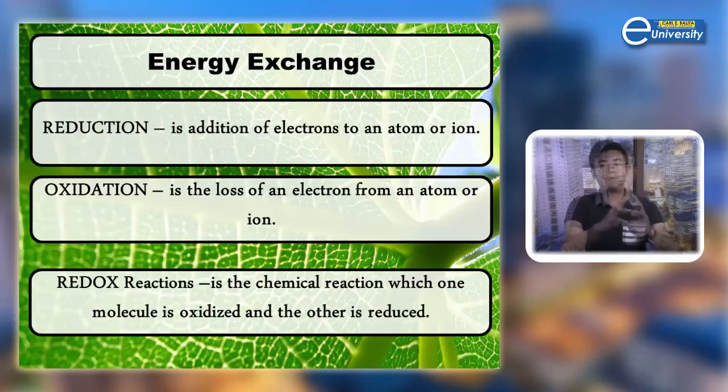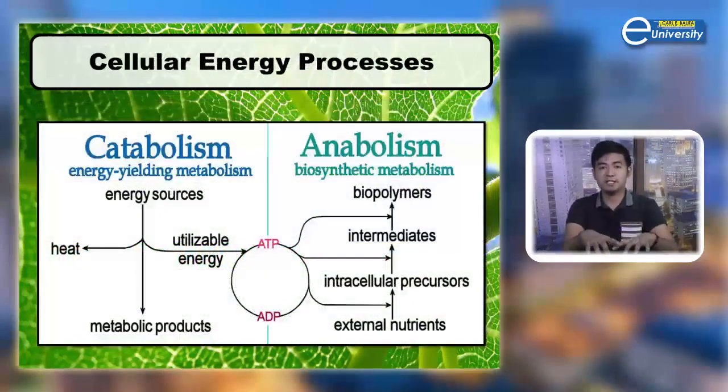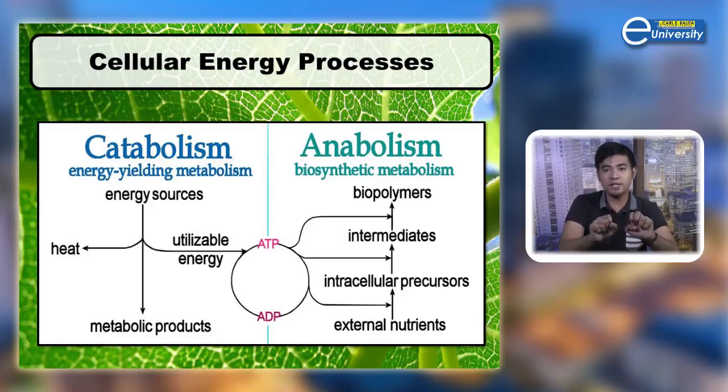Okay, so how about the cellular energy processes? The main process involved in the use of different energy or larger molecules in an organism is called metabolism. And metabolism is divided into two main processes. We have the catabolism and the anabolism. When we say catabolism, that is the energy-yielding metabolism, while the anabolism is the biosynthetic metabolism.